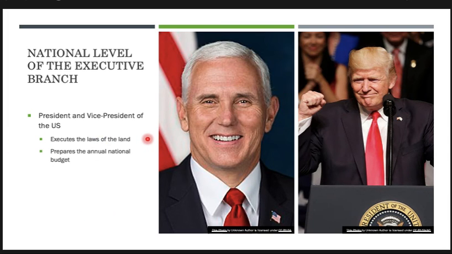All right? Another responsibility: the president, well, really the executive branch, is responsible for preparing an annual national budget for the federal government. Now, we're talking billions and billions of dollars to be planned to be spent every year. Okay? Now, the executive branch is responsible for planning that. That doesn't mean that they approve it, because Congress has to approve the budget plan of the executive branch. But it is their job to create it.